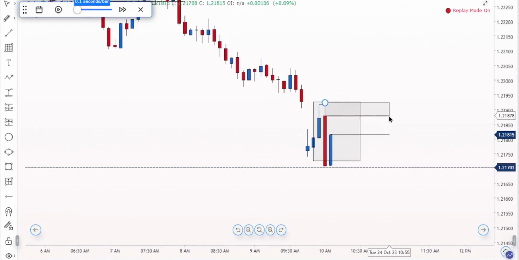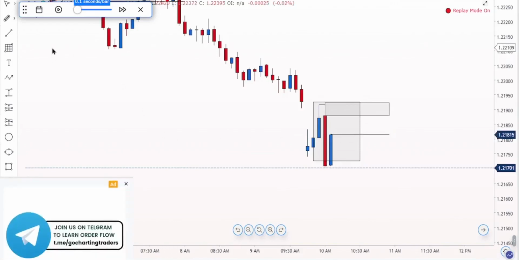This is a high probability OB that is above your fair value gap here, and therefore if price comes to tap, it can either tap on this order flow, or tap on your fair value gap, or tap on your OB and then drop. But essentially, the fair value gap within your order flow, which has a valid OB either above or below, is a high probability fair value gap.